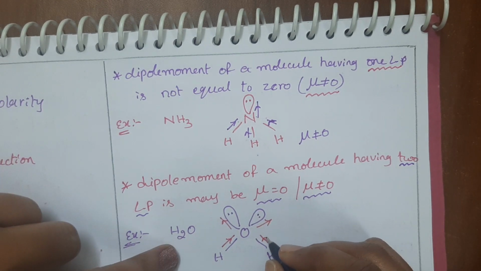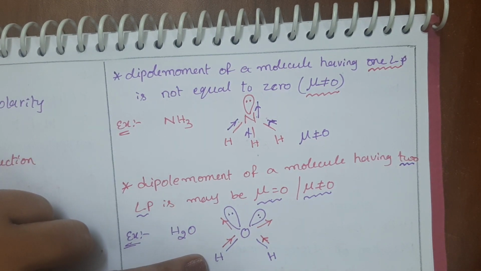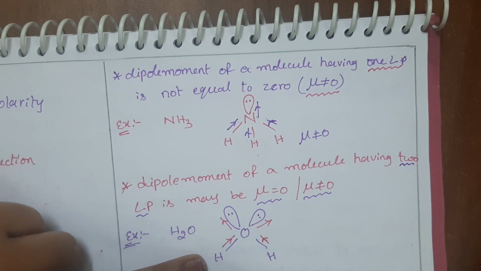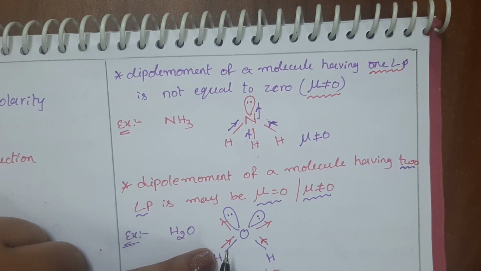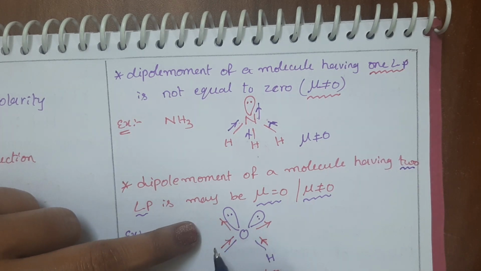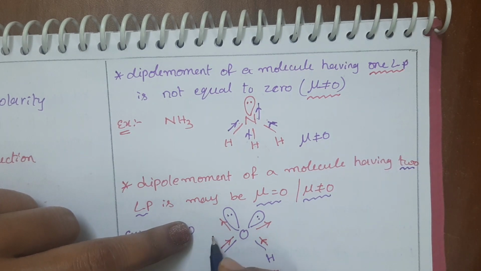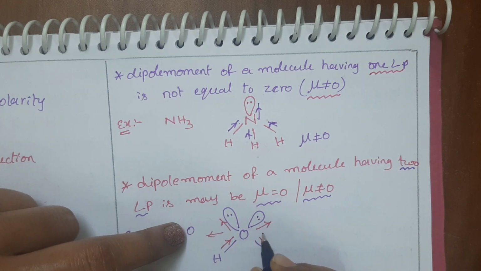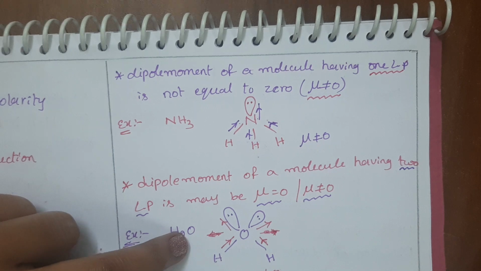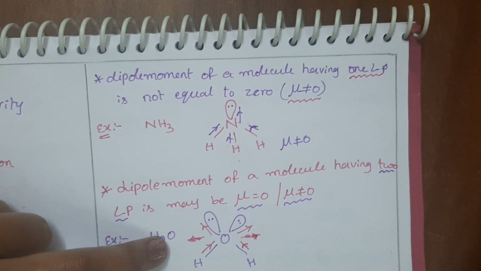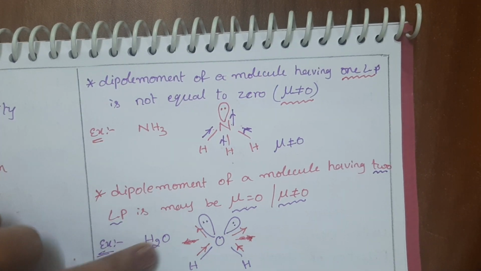See here, for this one, mu value is not equal to 0. So we should add mu1 plus mu2 plus mu3 plus mu4. The resultant dipole moment will take this direction and this direction. So here we should add all dipole moments, so that's why mu is not equal to 0.